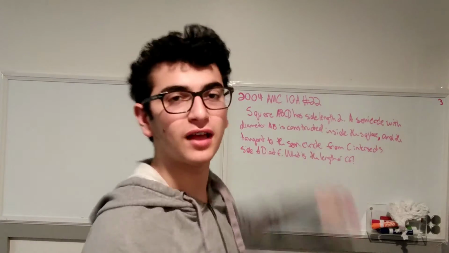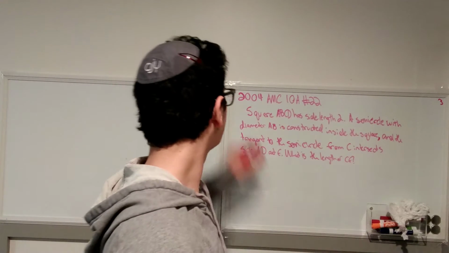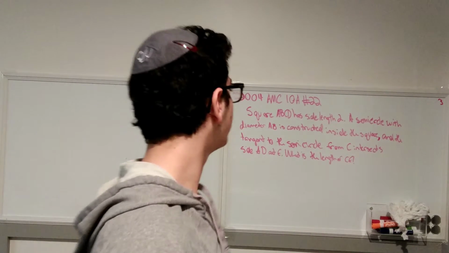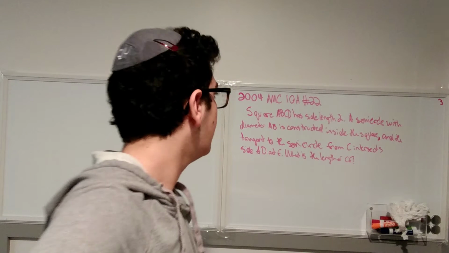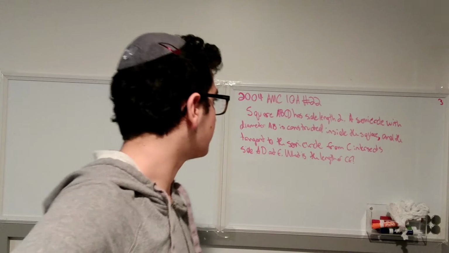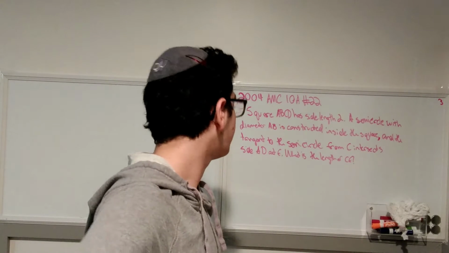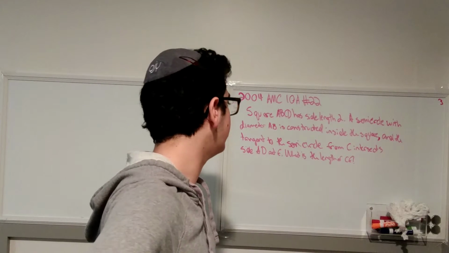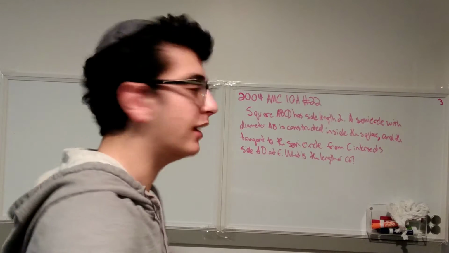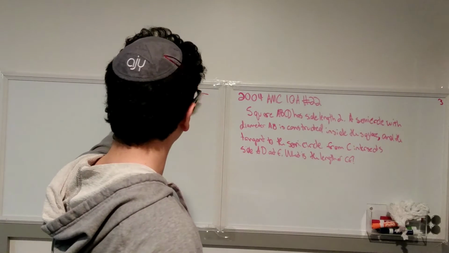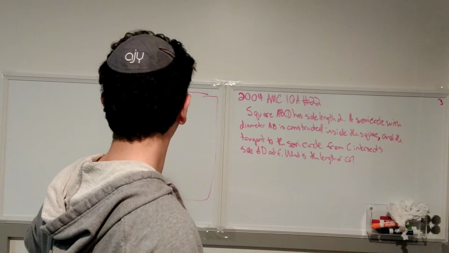Okay, this is the 2004 AMC 10A number 22. Square ABCD has side length 2. A semicircle with diameter AB is constructed inside the square, and the tangent to the semicircle from C intersects side AD at E. What is the length CE? Okay, so this is a problem that's much easier understood when it's graphed.